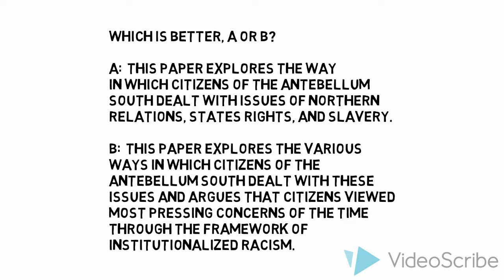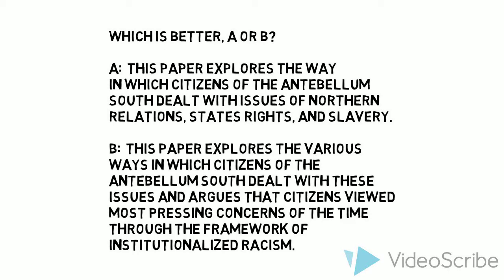Let's go through this for a moment. Selection A. This paper explores the way in which citizens of the antebellum South dealt with issues of Northern relations, states' rights, and slavery. B. This paper explores the various ways in which citizens of the antebellum South dealt with these issues and argues that citizens viewed most pressing concerns of the time through the framework of institutionalized racism.